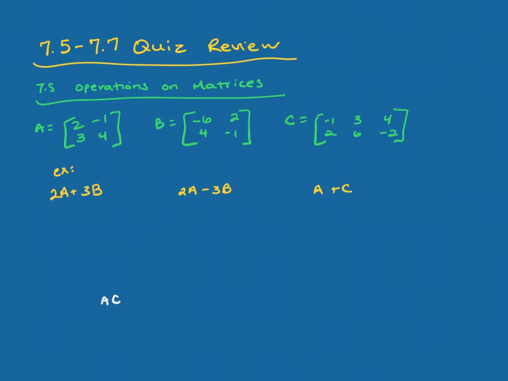Remember that the rule for adding is you can only add or subtract if dimensions are the same. So I can only add a 2x2 to a 2x2. I can only subtract a 2x2 from a 2x2, okay? You cannot add a 2x2 and a 2x3, for example.